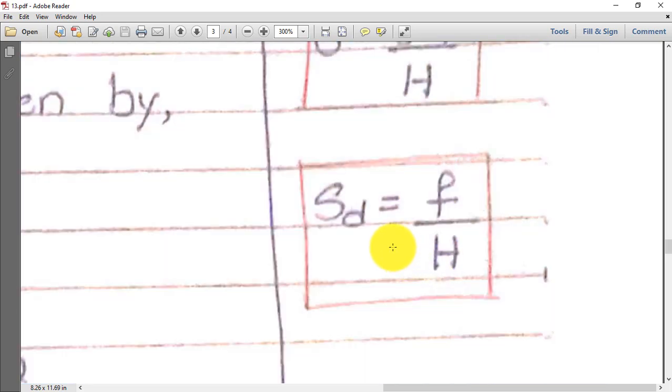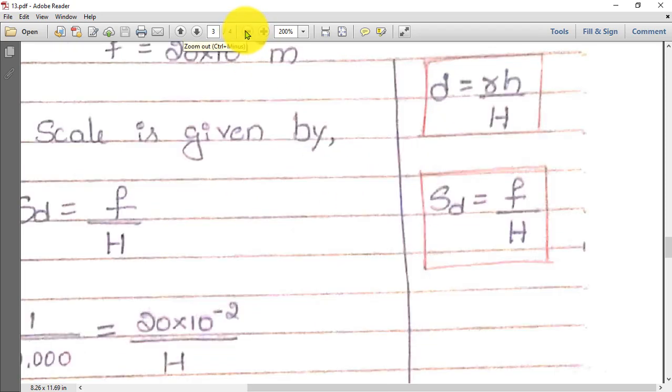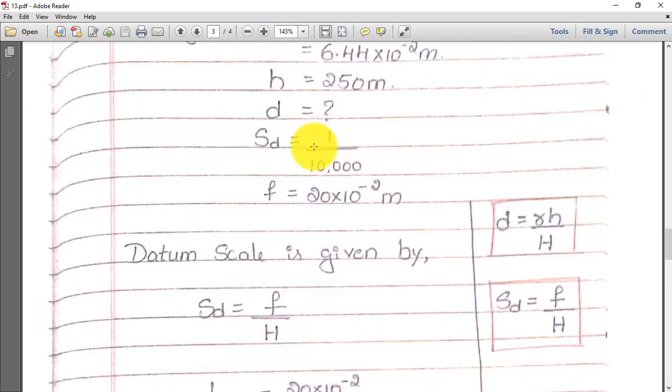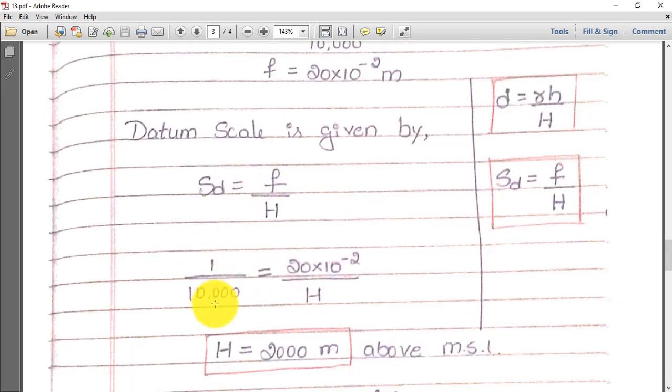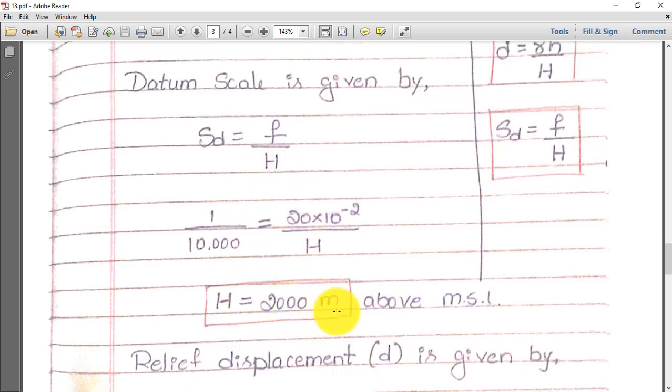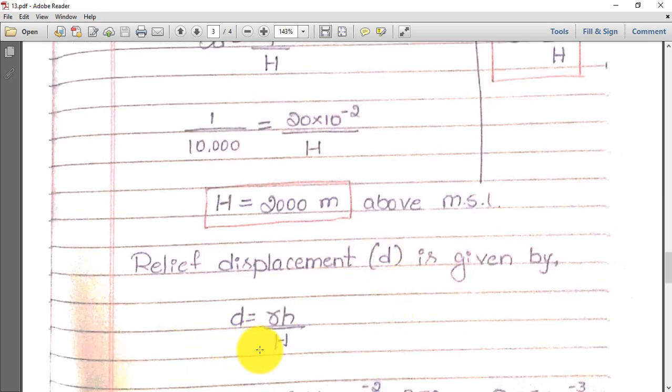Datum scale is given. What is the formula for datum scale? See, SD is equal to F by H. In this F by H, F is given, capital H is not given, SD, the datum scale, is given. So you can find out H and substitute that value here, and you can get the relief displacement, correct? Therefore our first step is to determine capital H. Now you can see, datum scale is given by SD is equal to F by H. SD is 1 by 10,000, F is 20 into 10 power minus 2, divided by capital H. So capital H is 2000 meter above MSL.